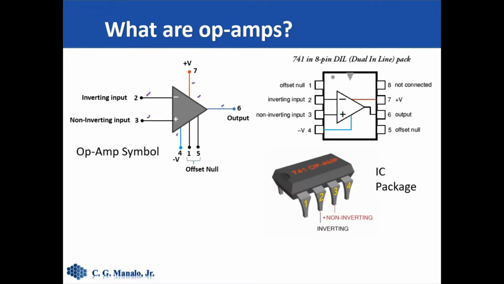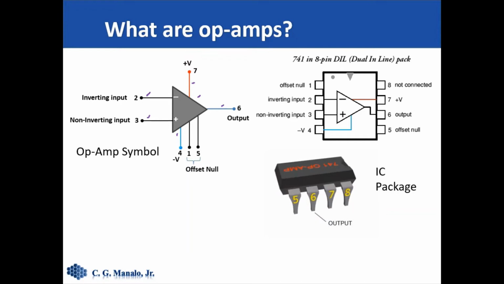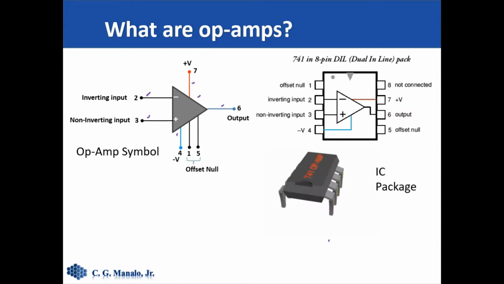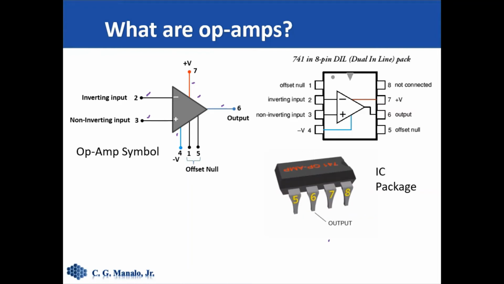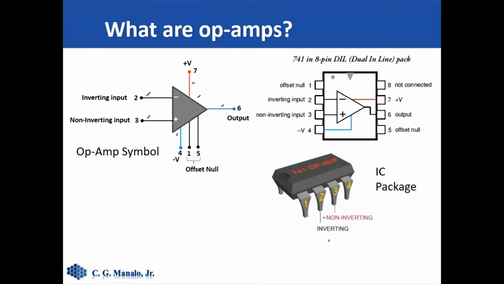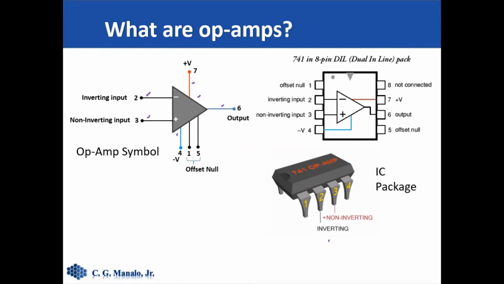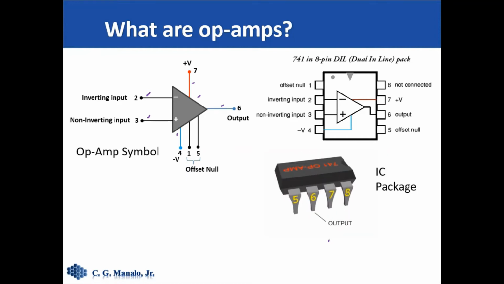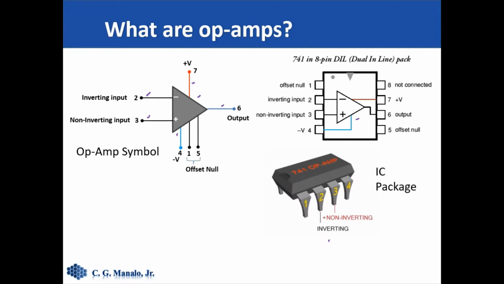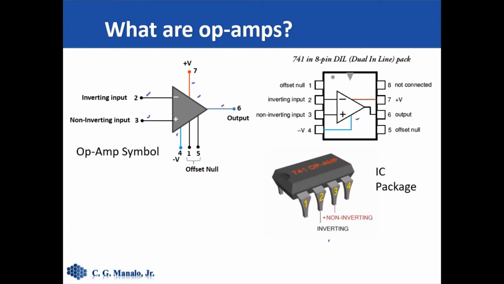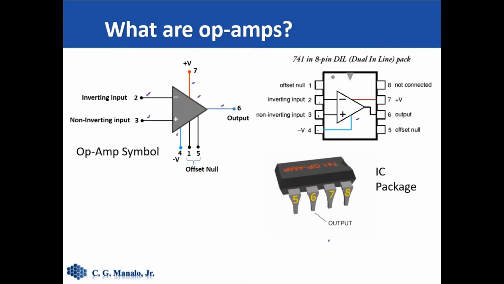An op-amp comes in an IC package, or integrated circuit package. Here we have a 3D representation of that IC package using the 741 8-pin dual inline package. This particular package has a single op-amp, as seen in the drawing of the IC, with the terminals clearly connected to the outside pins of the IC.